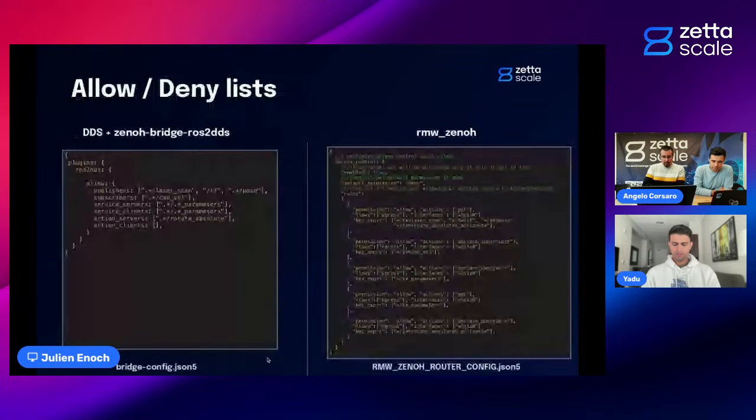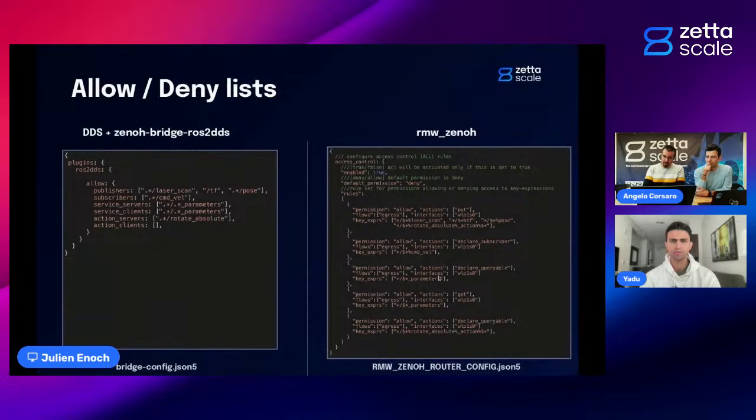So now let's try access control. Access control is a little bit more complex, right? Because in the bridge, it was relatively straightforward. We have allow rules for publishers, subscribers, service servers, service clients, action servers, action clients. And we just specify regular expressions corresponding to the topics or the service names that we want to allow.